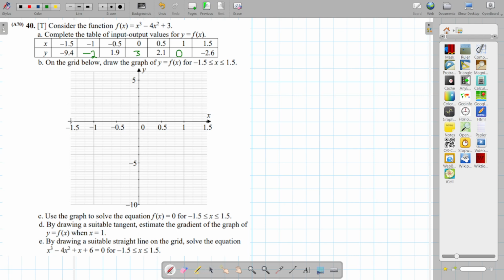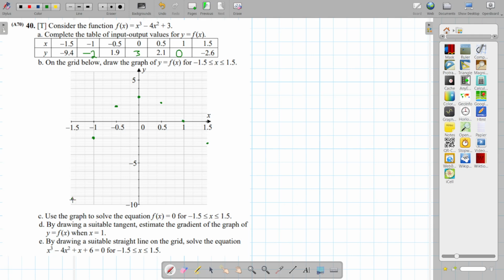Just draw it. Minus 1.5 down to 9.4, so it's going to be over negative 9.4, sorry. So it's going to be over here. Okay, negative 1, negative 2 over here. Negative 0.5, 1.9 over here. 0, comma 3 over here. 0.5, 2.1 over here. And 1, comma 0 over here. 1.5, negative 2.6, it's going to be over here.